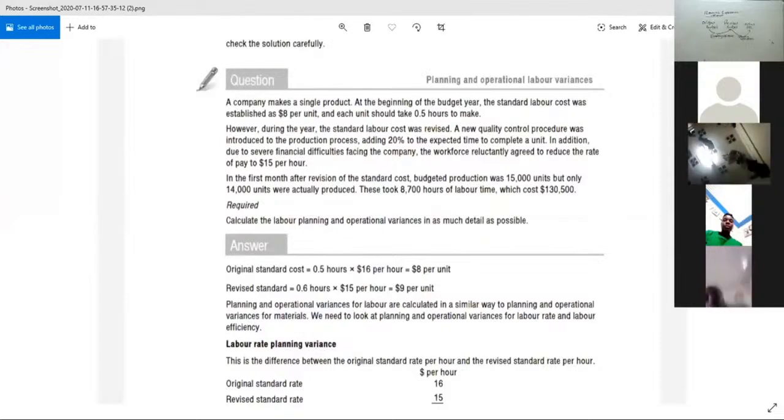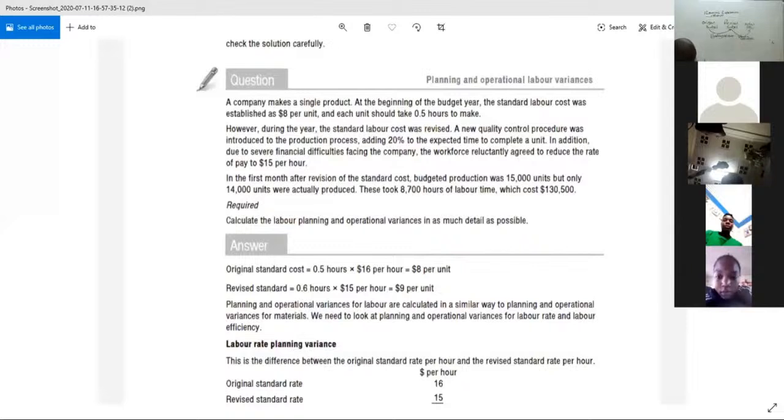Once I read that, I'm so sure of what is needed. Once I read the concept of revised, I know whenever there are budgetary revisions, this examiner will always want us to calculate the planning and the operating variances. So we're reading this together. They're telling us that, however, during the year, the standard labor cost was revised.